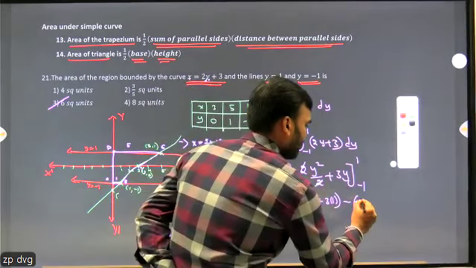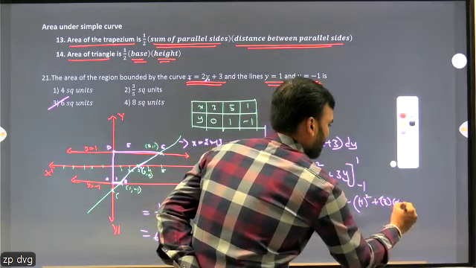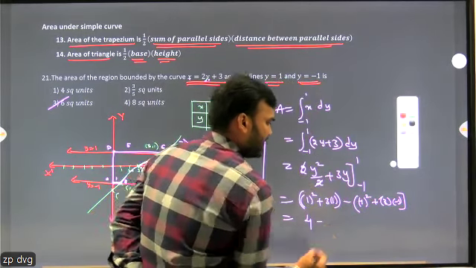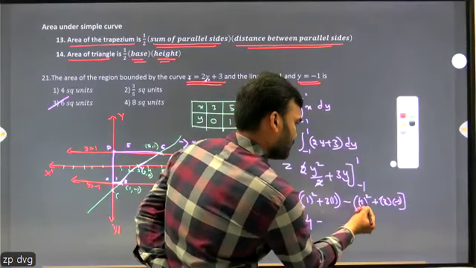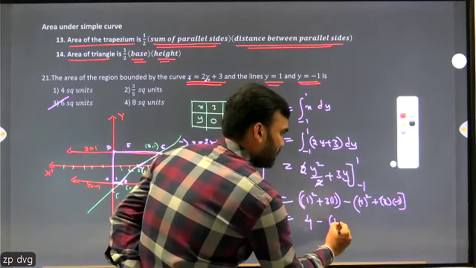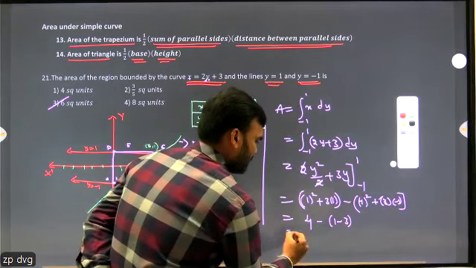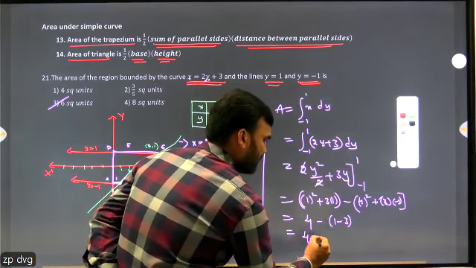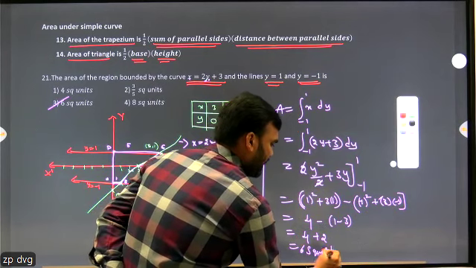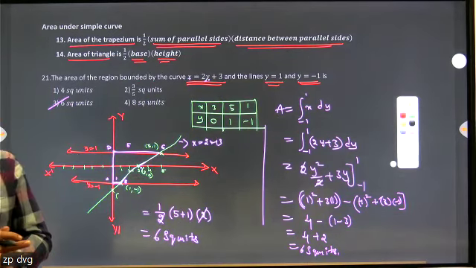Upper limit minus lower limit: 1 square plus 3 into 1 gives 4, minus (-1 square plus 3 into -1), which is 1 minus 3. So 4 minus (-2), which is 4 plus 2. We get 6 square units. See, both methods are very easy.